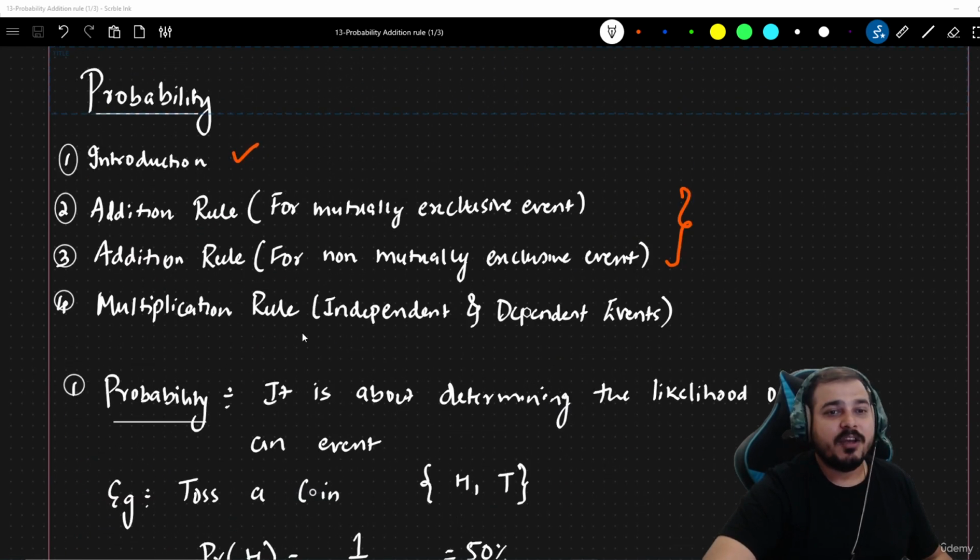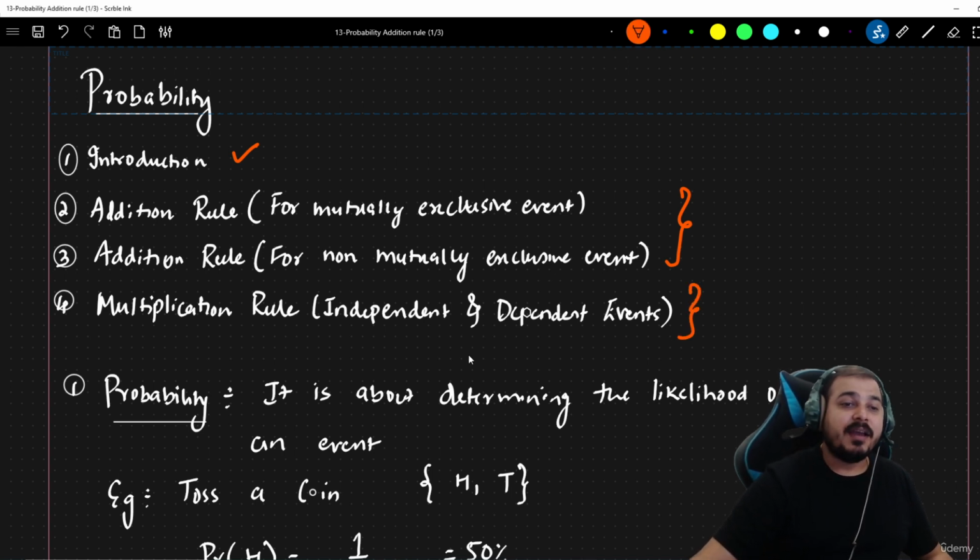Overall, in this video, we have covered all the topics: introduction, addition rule for mutually exclusive events and non-mutually exclusive events, and similarly we have done it for the multiplication rule in the case of independent and dependent events. So yes, I'll continue the session, and in the upcoming videos we are going to discuss permutation and combination.